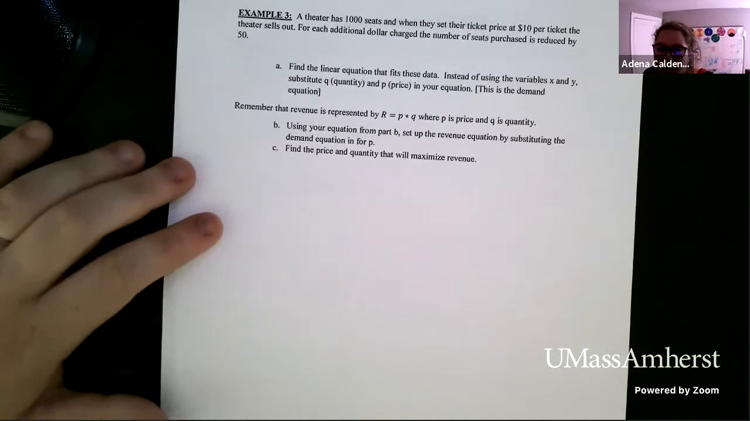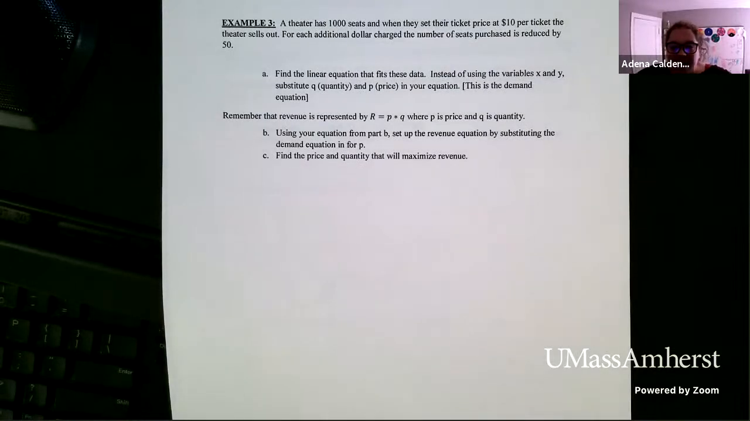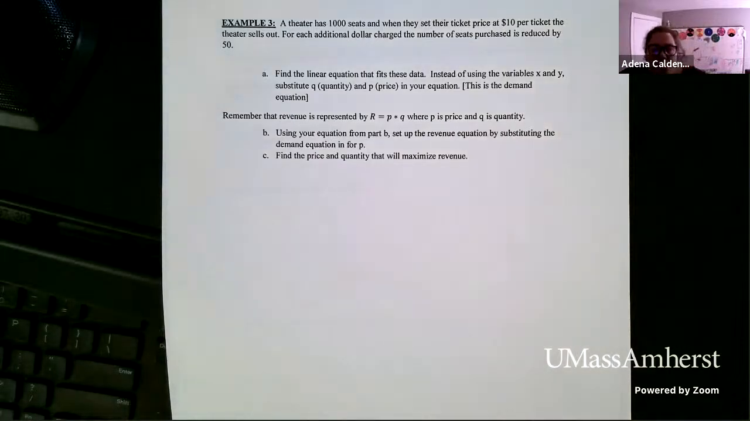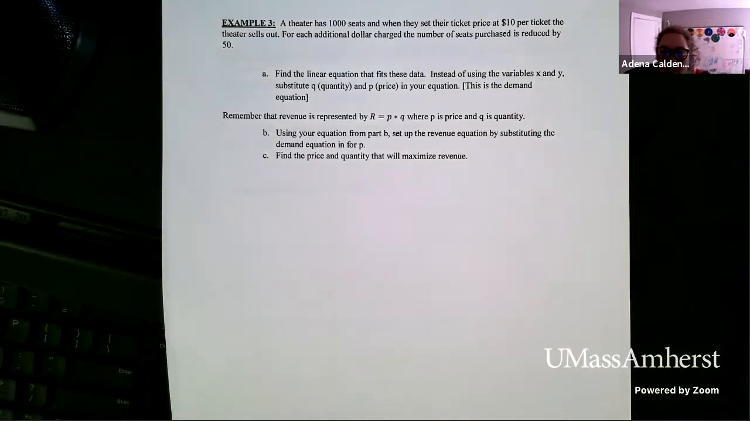Okay, so here's the situation. A theater has 1,000 seats. And when they set their ticket price to $10 per ticket, the theater sells out. For each additional dollar charged, the number of seats purchased is reduced by 50, right? So we want to start by finding a linear equation that fits this data. We want to find something in the form y equals mx plus b. But since we're talking about business, we're not going to use the variables x and y. Instead, we're going to be using quantity and price, so Q and P, as our variables.